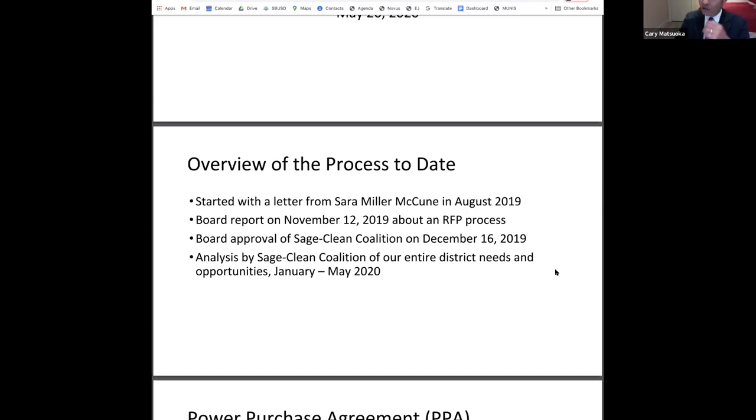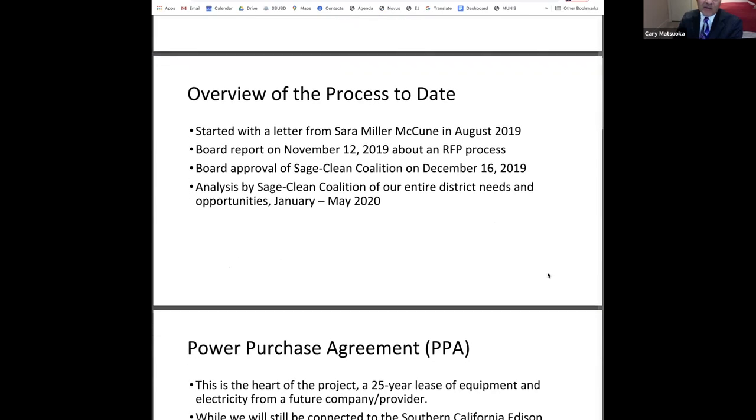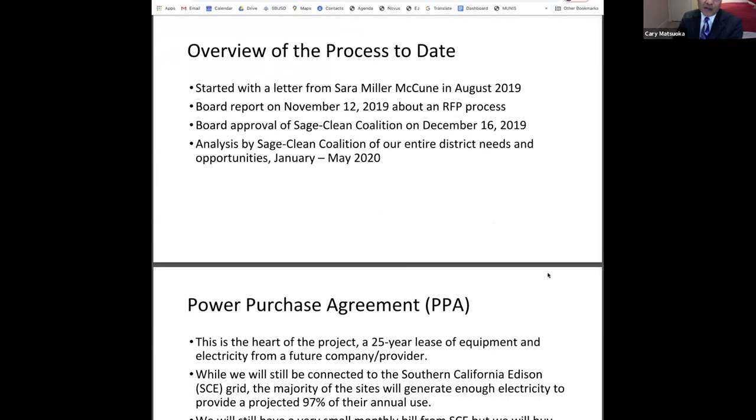So here we are, 5 months later, and we are on the verge of bringing to you, in about 3 more months, a contract recommendation to enter into a full power purchase agreement for solar panels, battery energy storage systems, and in the future, electric vehicle charging stations.